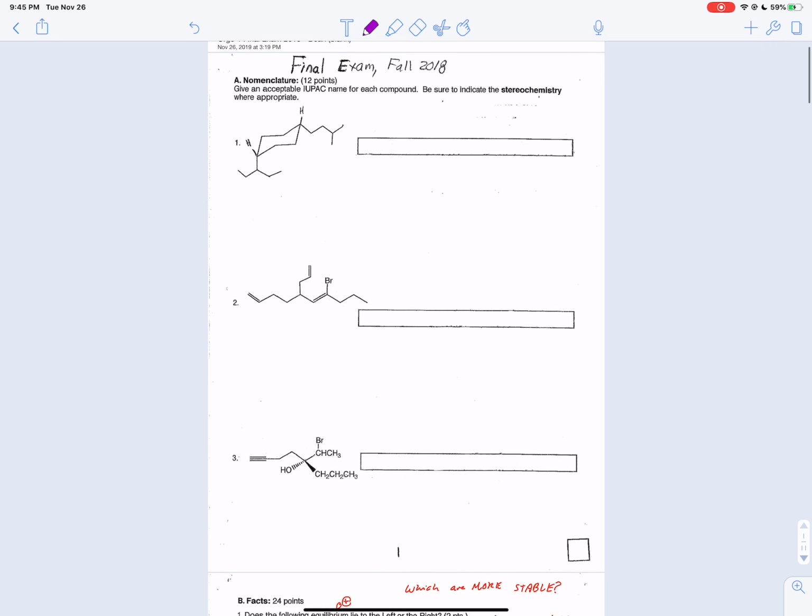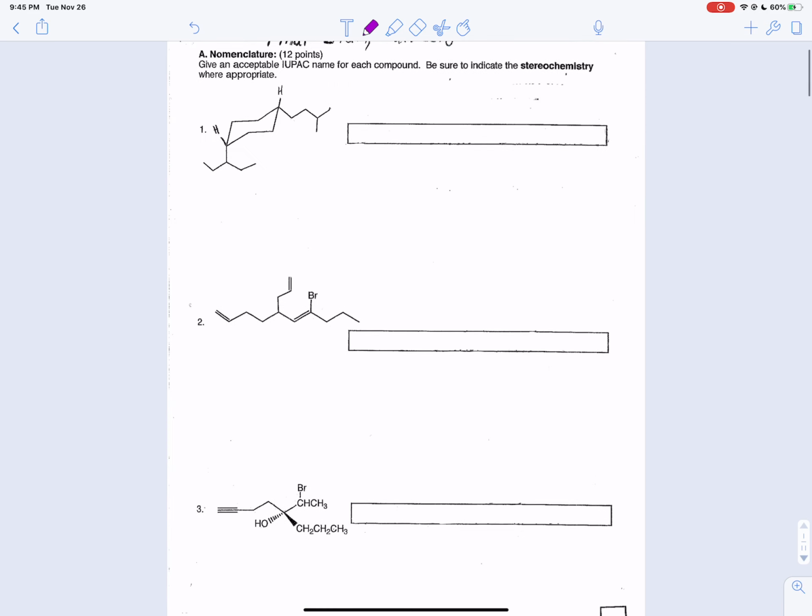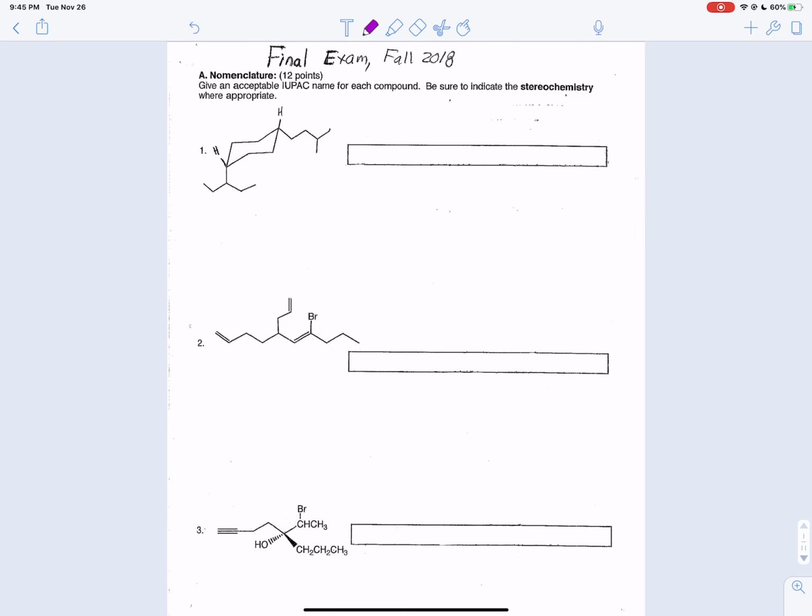And of course, it says give the IUPAC name. Doesn't say common name. Give the IUPAC name. You're just going to want to find the longest chain that has your highest priority group. On number 1, do we have any higher functional groups? Thank you, Bernard. No, we don't, right? It's just a cyclohexane with alkyl groups, so we're not going to worry about alcohols, any of that stuff. We just want to find the longest chain that we can, okay?